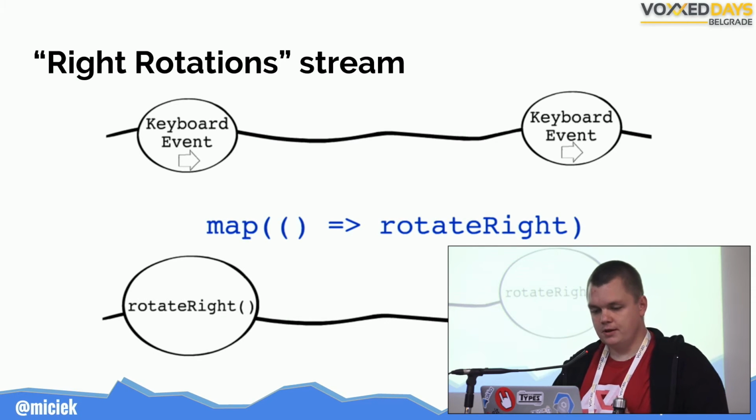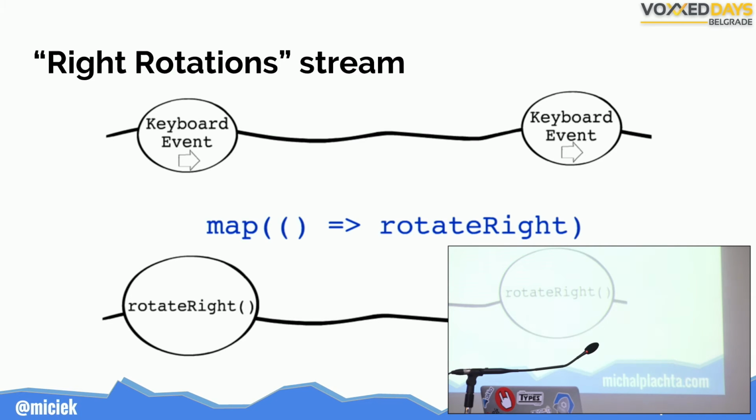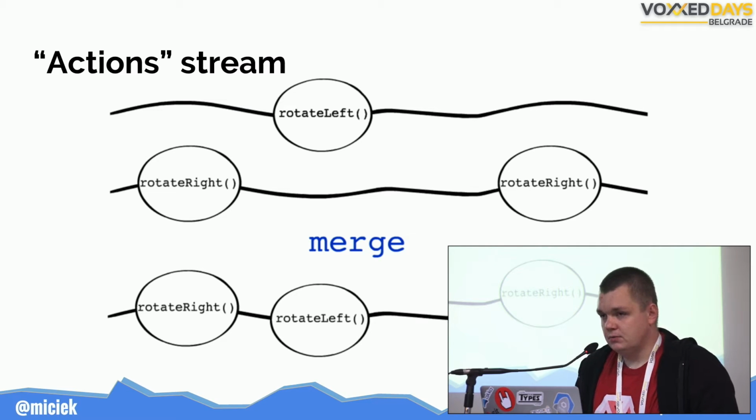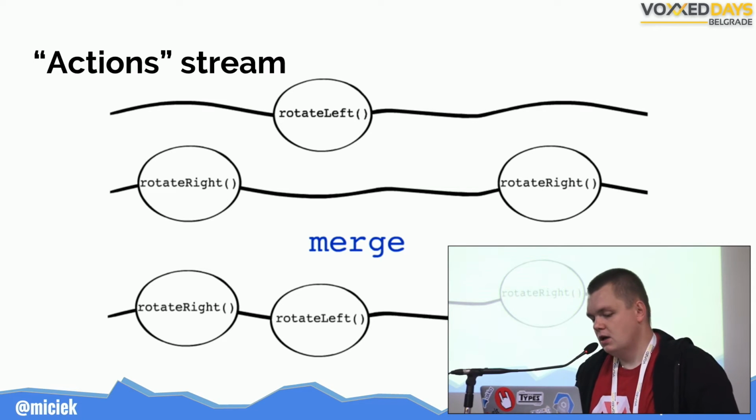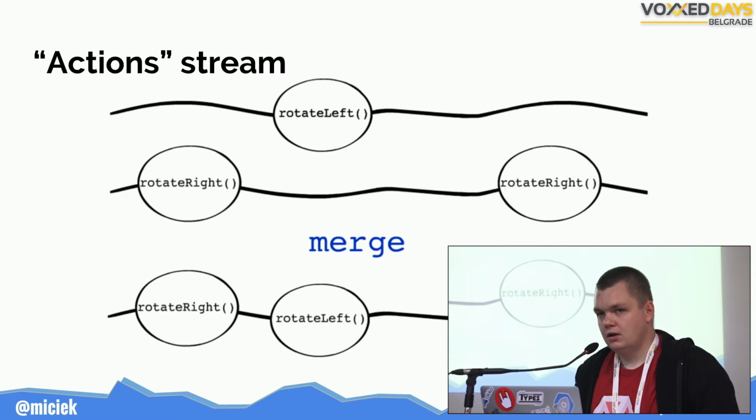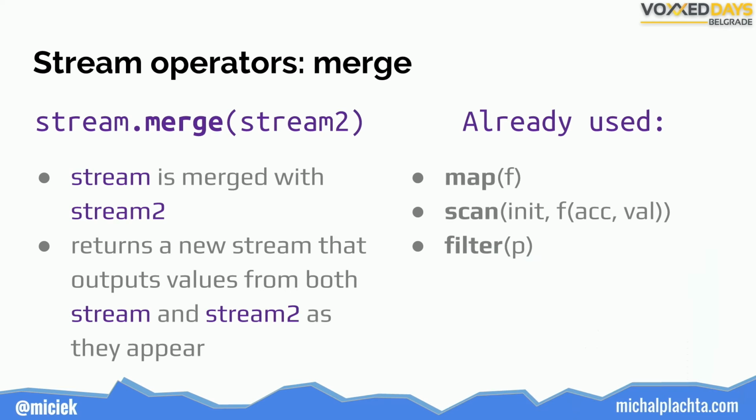We can do a similar thing with the right rotations. So we can map right key presses and we'll get rotate right functions inside. What we can do next is merge left rotations and right rotations together and we'll get the action stream. How the merge works: anytime something appears on either of those two input streams, the value is also output to the output stream. And the action stream, if we translate it to business talk, means that every time the user wants to change direction, the action stream will contain a function that we need to use in order to transform this direction. Okay? Nothing more. So again, merge. Anytime something appears on stream 1 or stream 2, it will also appear on the generated stream.